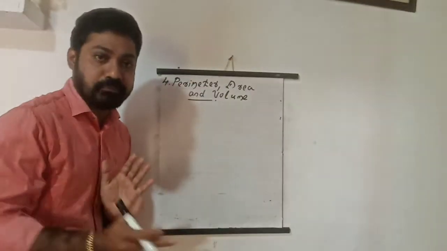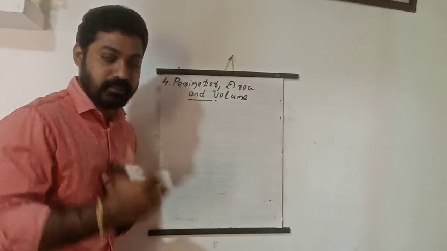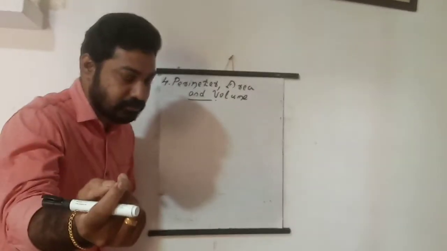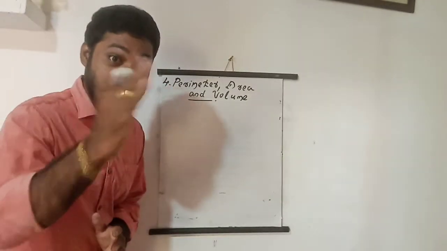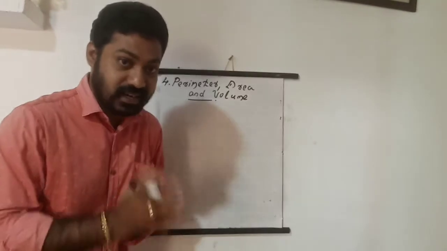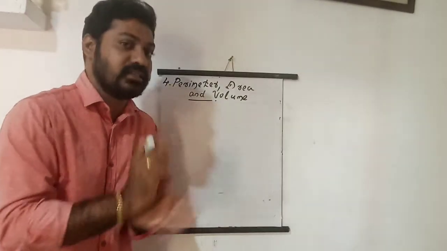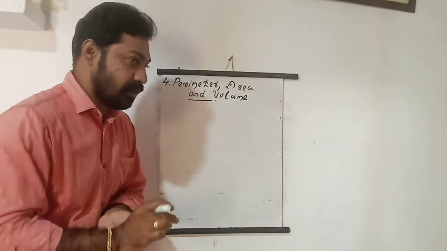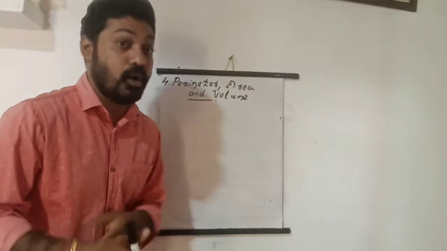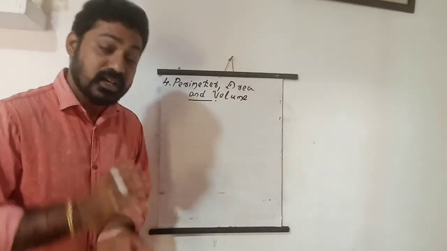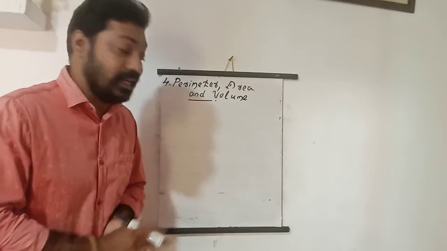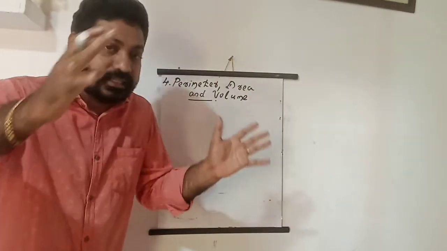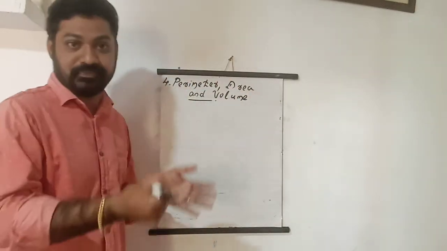So what is meant by perimeter? We already learned a basic thing about the perimeter in the previous year, isn't it? Only a basic thing about perimeter. This year we will study some more details about the perimeter. So what do you mean by perimeter? It is actually the total length around a closed figure.